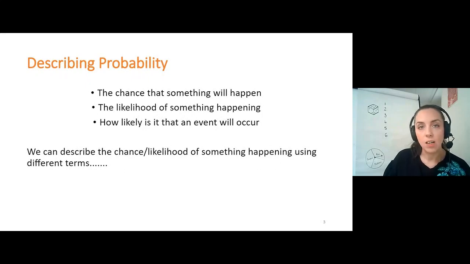Describing probability first. When we describe probability, we're talking about the chance that something will happen, or the likelihood of something happening, or how likely it is that that event will occur. And that's what the probability of it is. So we can describe the chance or likelihood of something happening using different terms.